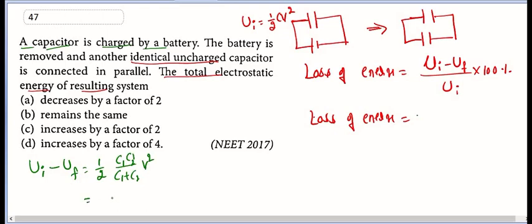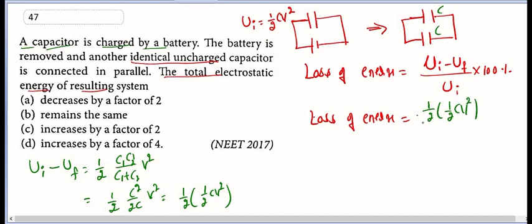So that is equal to 1 by 2 Cc. That is identical, this capacitor is C. So C square divided by 2C into V square. So that is equal to how much? 1 by 2 CV square. So now the change in energy is equal to how much? That is 1 by 2 CV square, divided by the initial energy, which is how much? 1 by 2 CV square.